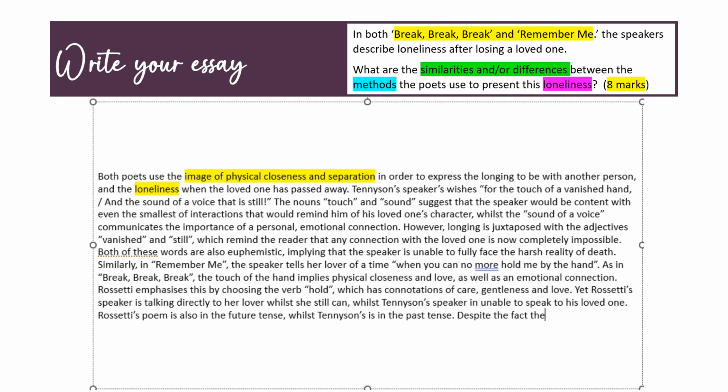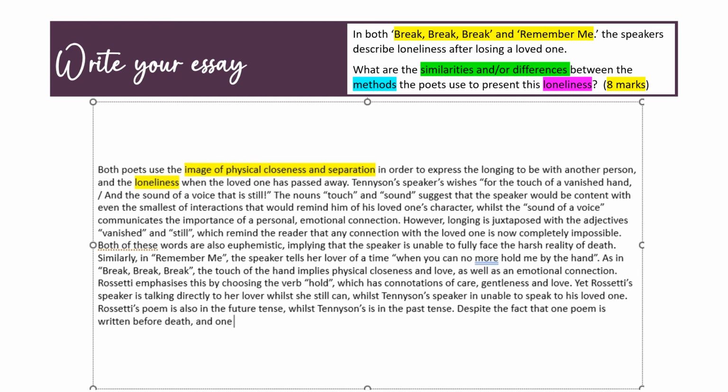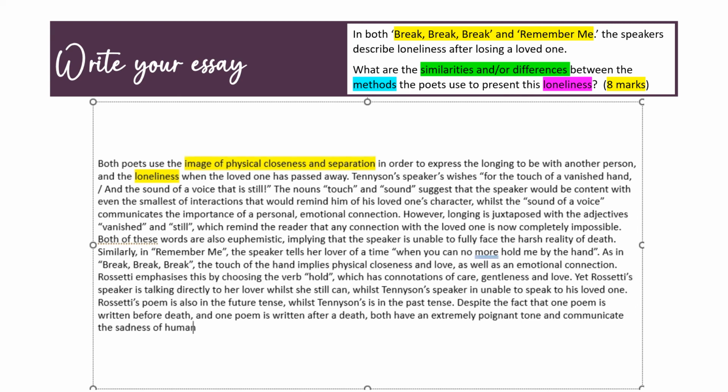So despite the fact that one poem is written before death and one poem is written after a death, both have an extremely poignant tone and communicate the sadness of human mortality. Okay, I think that's definitely enough, probably more than enough for my first paragraph, and then you would aim to do a second paragraph as well, if you have time.